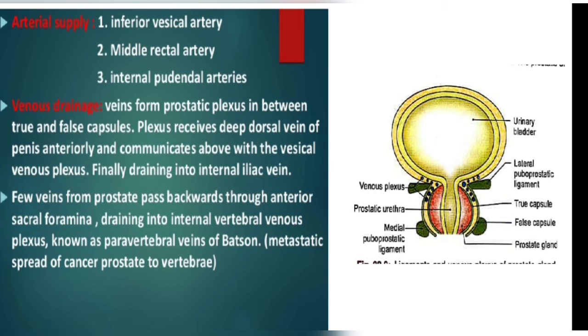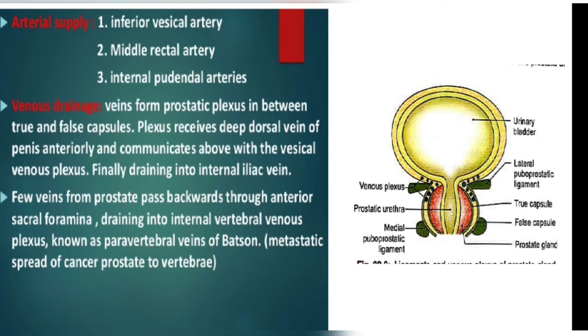Arterial supply of the prostate is by the inferior vesical artery, middle rectal artery and internal pudendal arteries. Venous drainage: veins form the prostatic plexus, which lies in between the true and false capsule.